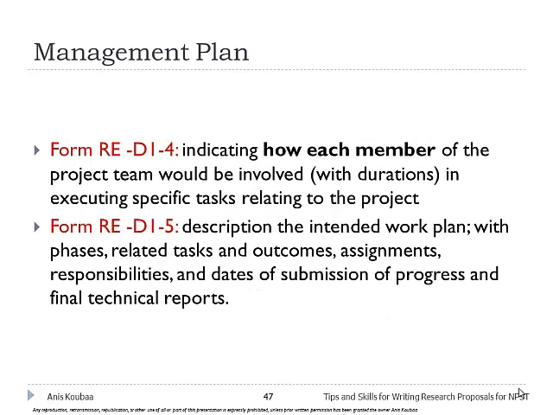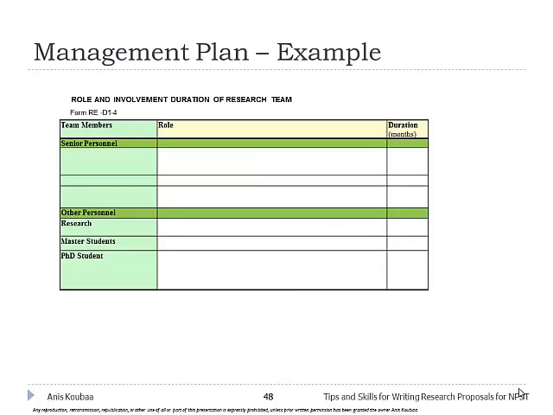Okay, so there are two forms for the management plan. Form number 4 is how each member will be involved in executing the tasks of the project. And number 5, the work plan, is a Gantt chart showing the assignment of the different tasks over the whole project duration. So this is the management plan example. So you have team members, you start with the senior personnel, you write their names and their role, for example the PI, and the role and the duration.